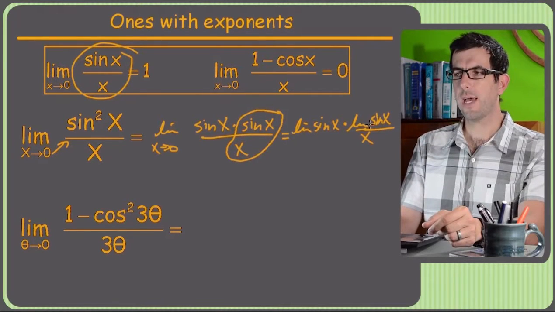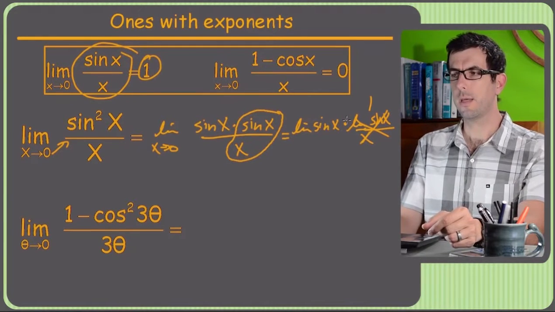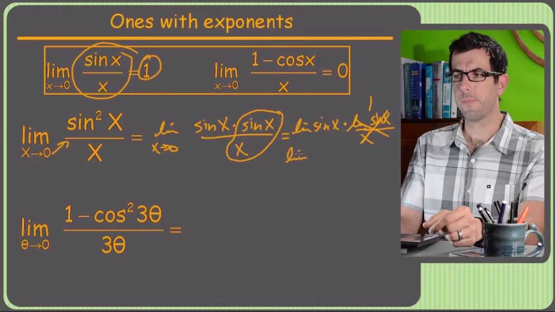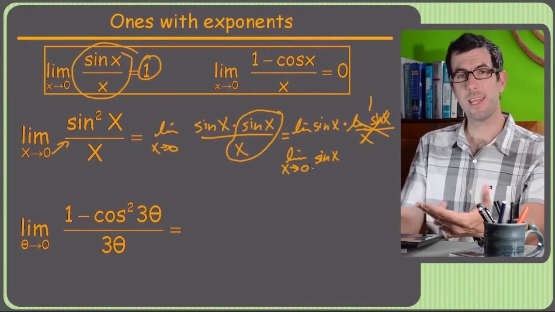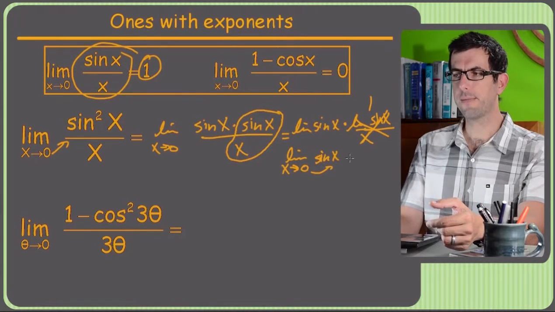The limit of sine x over x is just 1, right? Because that's just equal to 1. So the only thing that's left is my limit as x approaches 0 of sine x. So now I can just try to plug it in again. What happens if you plug in 0 to sine? Sine of 0 is just 0.